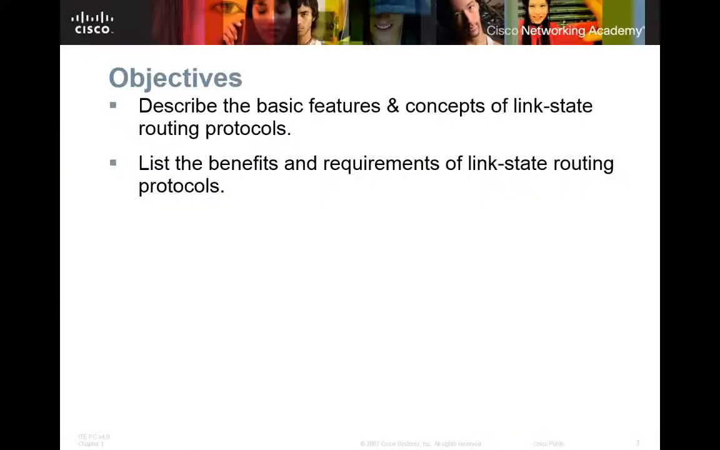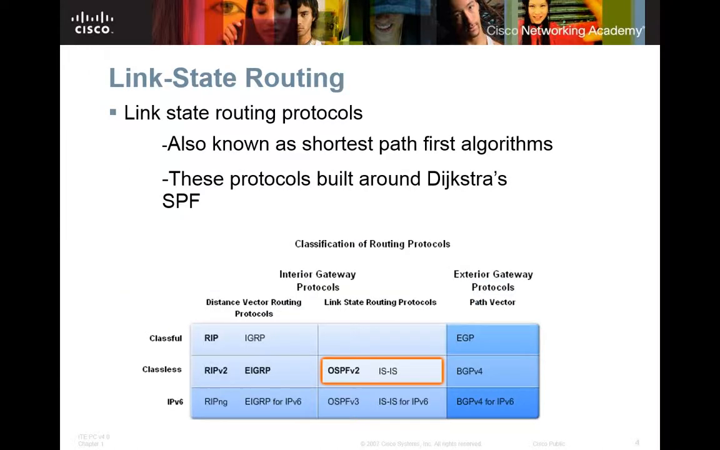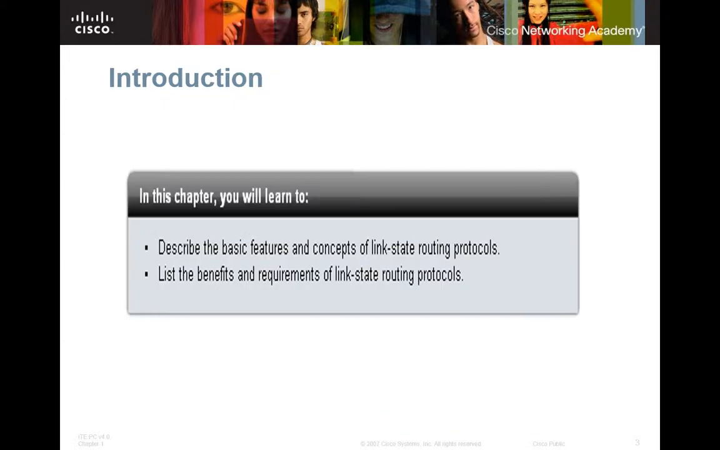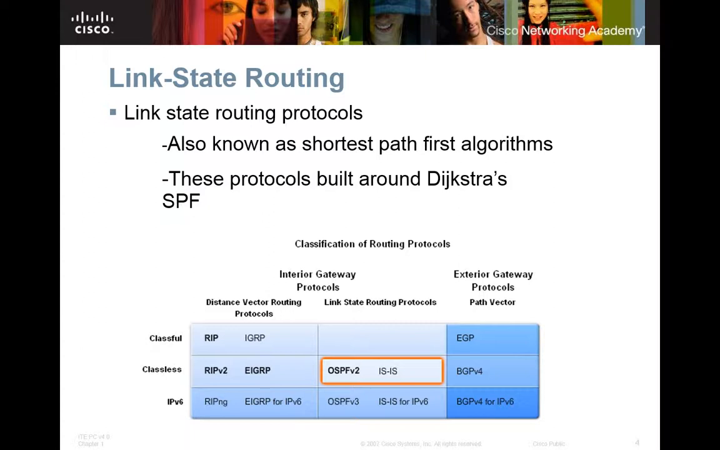Okay. Let's talk a little bit about link state protocols. We're going to define the basic features and concepts of them. We're going to talk about the benefits and the requirements. Anyway, link state routing protocols. We're going to talk a little bit about Dijkstra's SPF again. This is also known as the shortest path first, thus OSPF, open shortest path first.